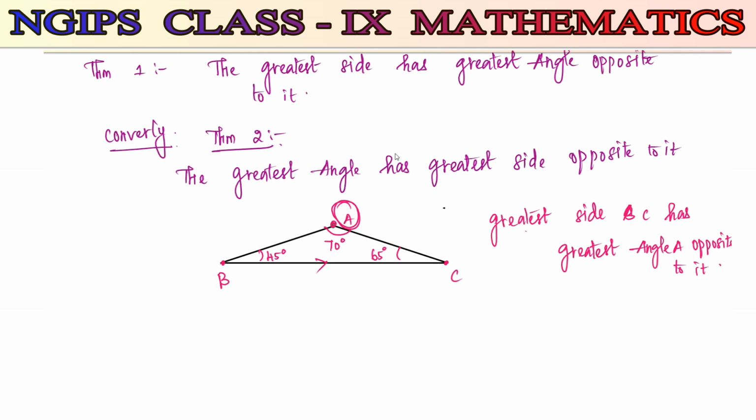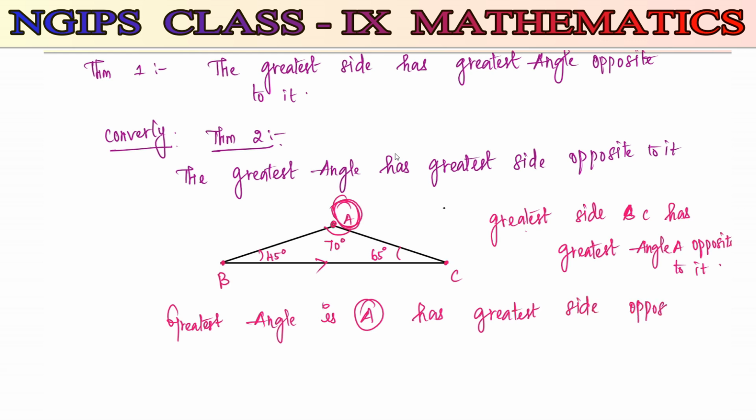Now conversely, if the greatest angle is A, it has the greatest side opposite to it. So opposite to it is nothing but BC. Is it clear? So conversely, obviously if the angle is greater, the side is also going to be greater. Okay, this is the first theorem, and second theorem.